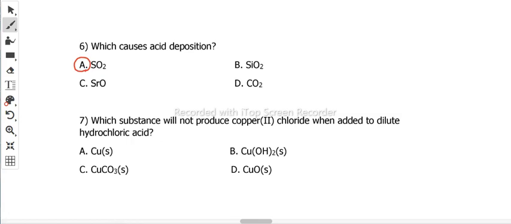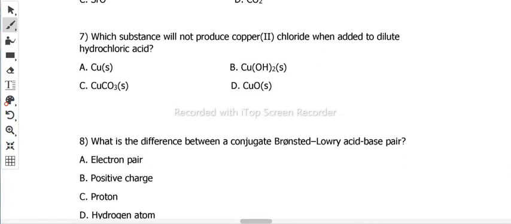Question number 7. Which substance will not produce copper(II) chloride when added to dilute hydrochloric acid? So I'm thinking here of adding hydrochloric acid to each of A, B, C. I need to think which one will not react with the hydrochloric acid. An acid-base chemical reaction is taking place here. So if I want to start with the first situation, the copper here is a metal.